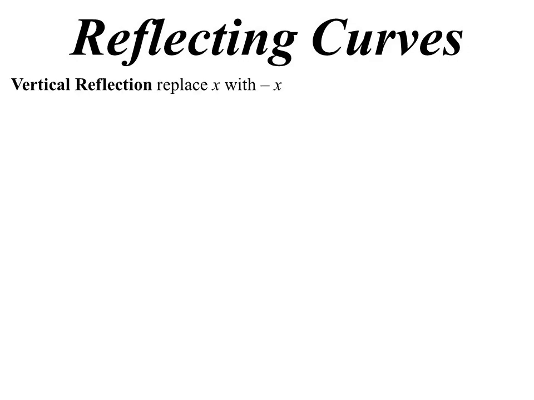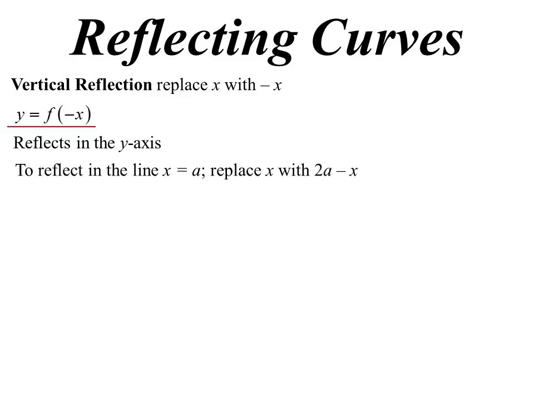Then we also looked at things like reflecting curves. So I have vertical reflection. So if I'm reflecting vertically, we're playing with the x values. It's the domain we're playing with. So we replace x with negative x. A function x becomes function negative x. And that will reflect in the y-axis. So we get a vertical reflection. Now you don't have to reflect to the y-axis, you can reflect in any vertical line.